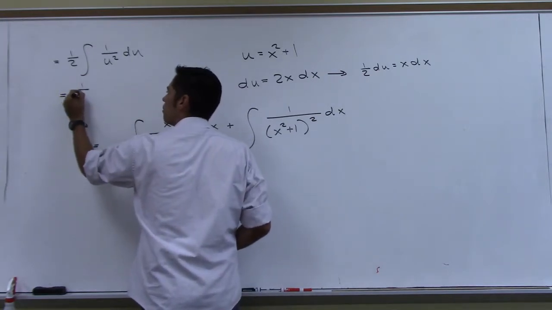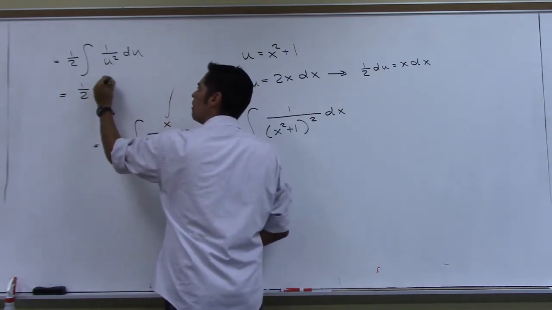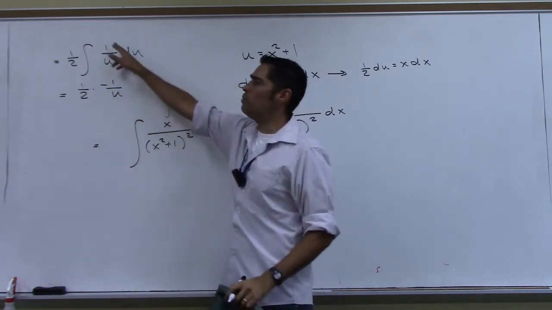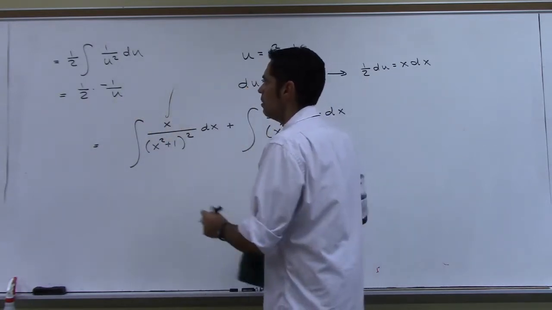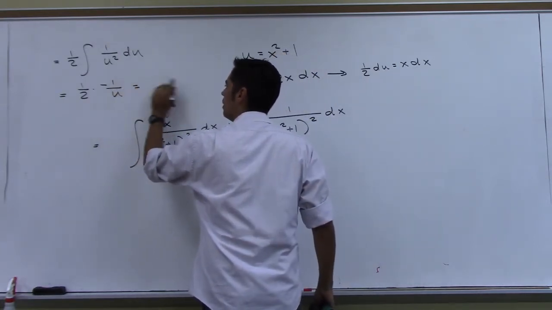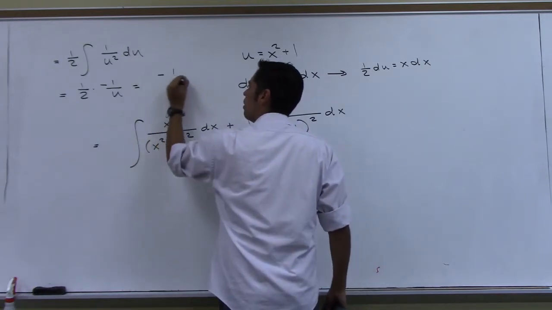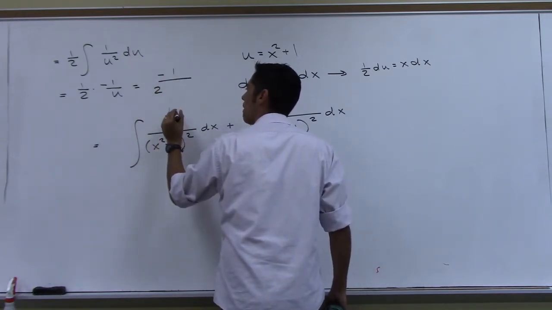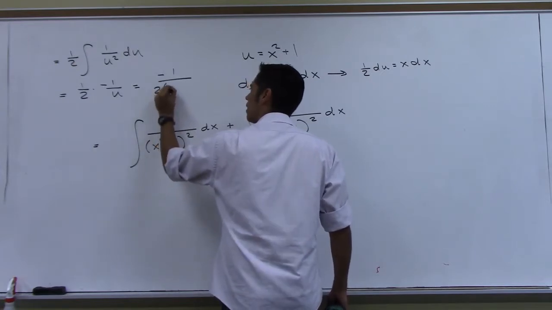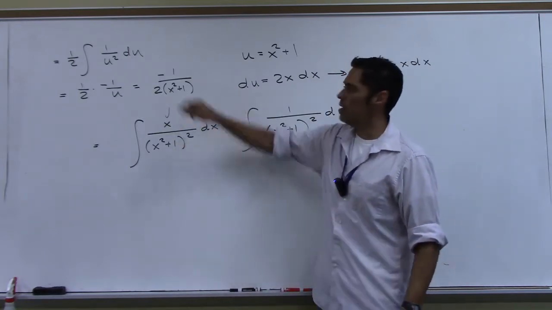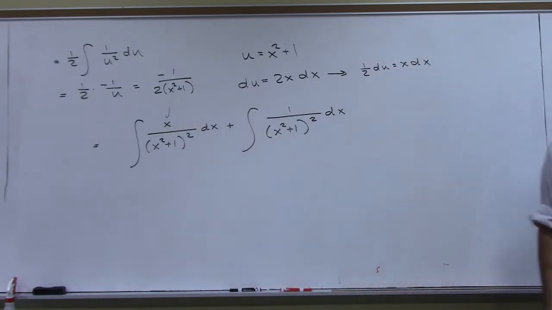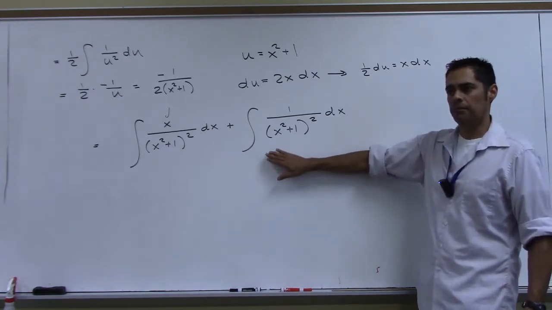I want to finish off this first one at least. Antiderivative of this is negative 1 over u, isn't it? It's the antiderivative of 1 over u squared, negative 1 over u. And put those together and replace u. Just trying to get this first integral done. It would be, what, negative 1 over 2 times what? x squared plus 1. So the antiderivative of this is this. We okay? All right. But I have not dealt with this yet.